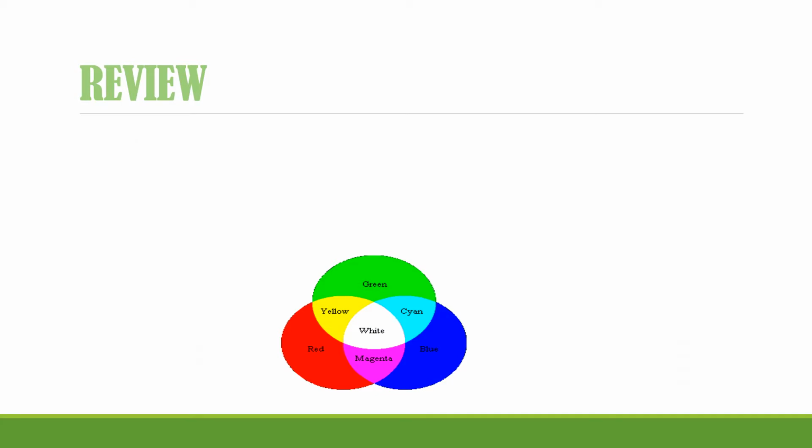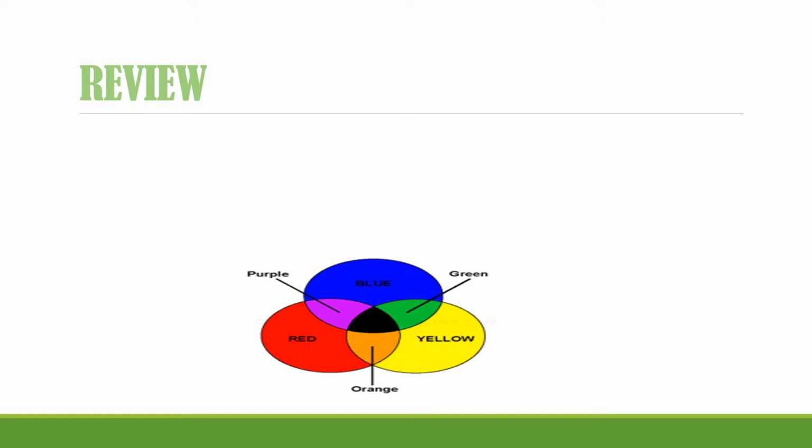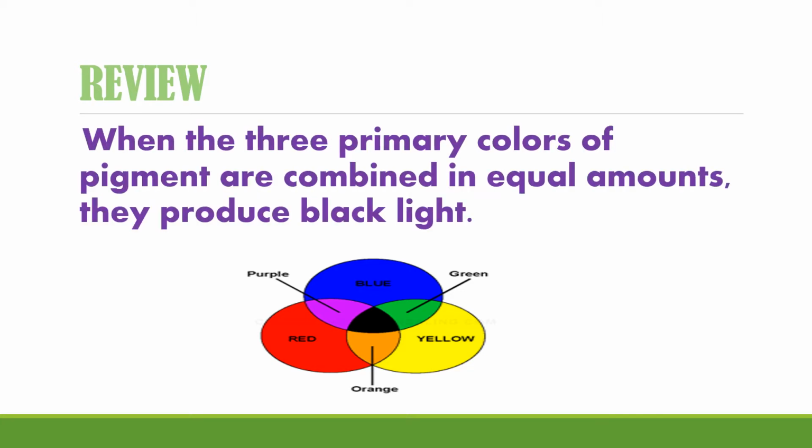You were able to learn also that when the three primary colors, blue, red, and green of light are combined in equal amount, they produce white light. And lastly, you were able to learn that when the three primary colors of pigment, which is the blue, yellow, and red, are combined in equal amounts, they produce black light.